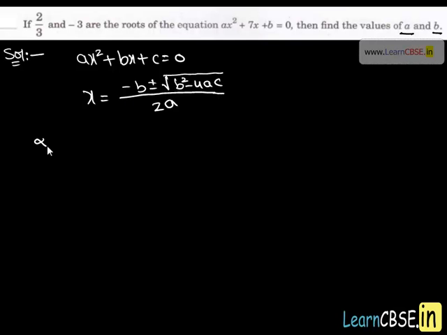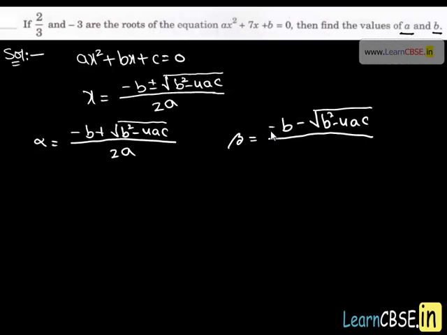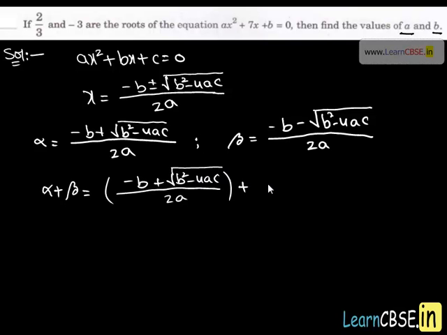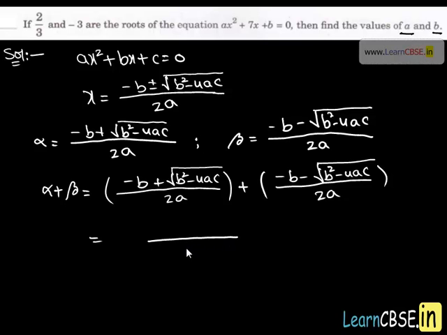If we take alpha is equal to negative b plus under root b square minus 4ac upon 2a, and beta is equal to minus b minus under root b square minus 4ac by 2a, sum of the roots is equal to alpha plus beta, that is minus b plus under root b square minus 4ac upon 2a, and we have the value of beta as negative b minus under root b square minus 4ac upon 2a. Both contain the same denominator, that is 2a, so their LCM is 2a.